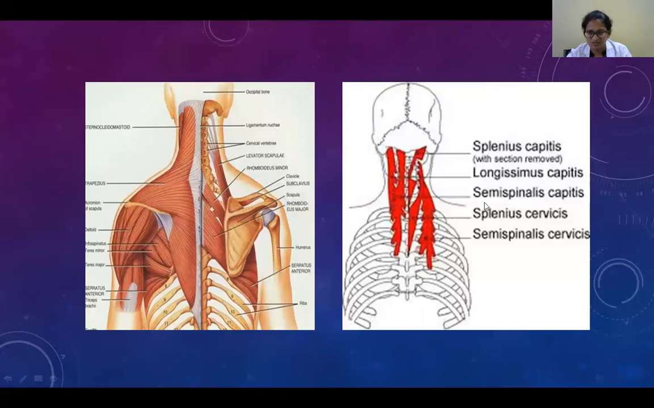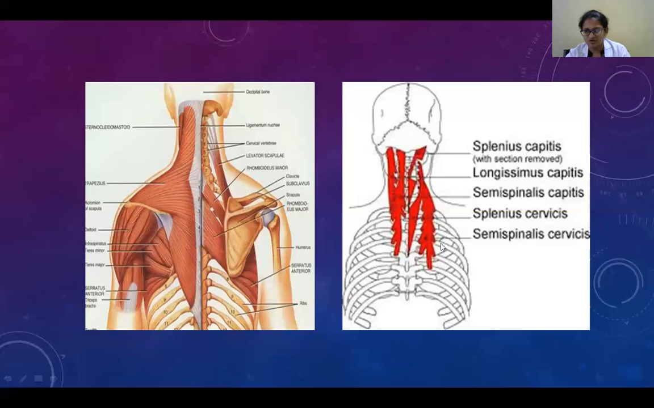And next, the deep groove muscles. These are the superficial muscles: trapezius, rhomboid minor, and levator scapulae. And these are the deep groove muscles: splenius capitis, longissimus capitis, semispinalis capitis, splenius cervicis, and semispinalis cervicis.